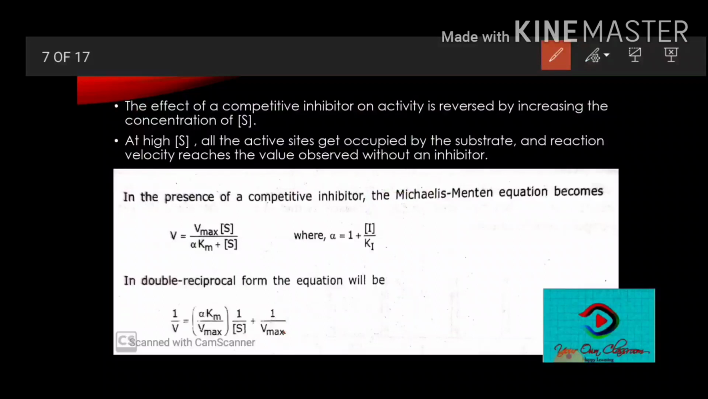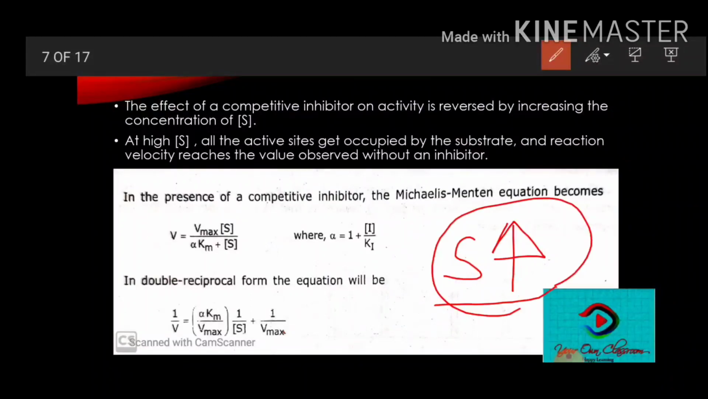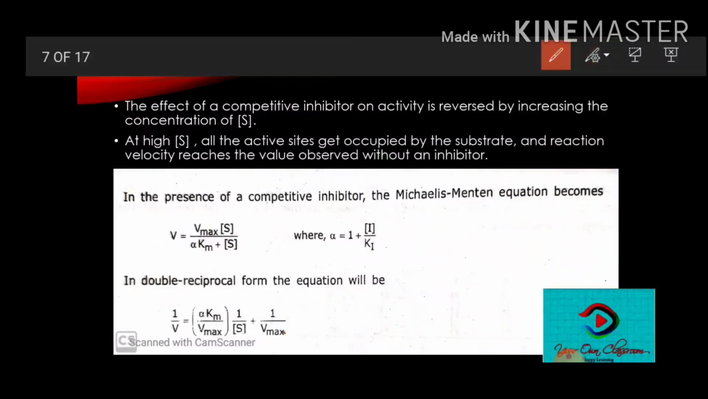It means as we increase the substrate concentration, the substrate replaces all the inhibitor from the active site of the enzyme and itself gets captured inside the active site. So that's how the enzyme's activity can be regained.